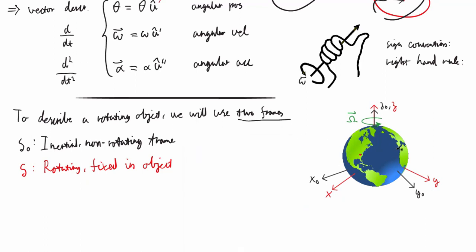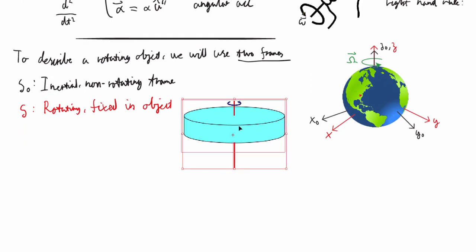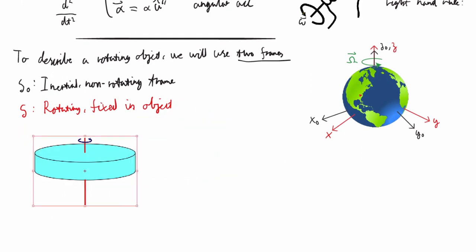Now, I could work with the picture of the planet Earth here, but that would be a little complicated. So we'll stick to something a little simpler. And that will be a rotating disc, like this. So here is a rotating disc. It is rotating with angular velocity omega, like this, and this is occurring around the z-axis. So there's a z hat.